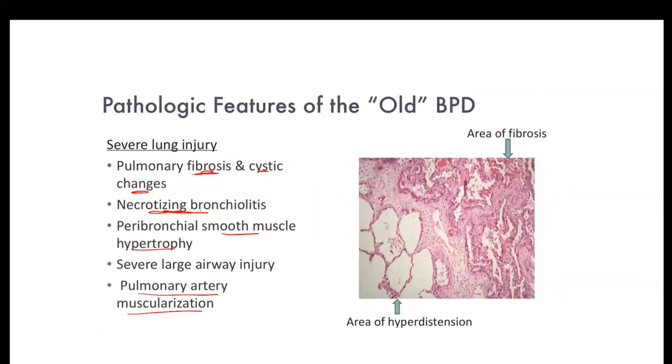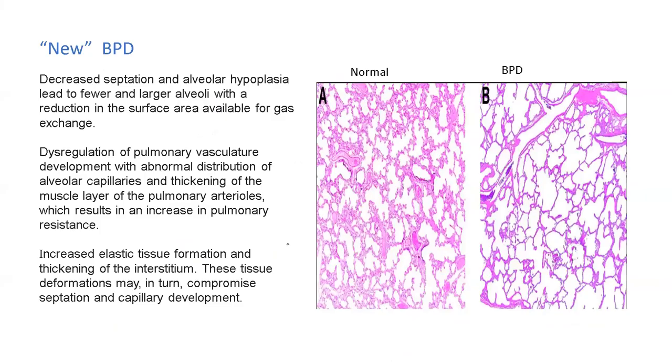Versus the new BPD, or bronchopulmonary dysplasia. You will see decreased septation. Those septations are fewer and thinner, whereas in normal lung you can see septation is multiple. You can see wider, fewer septations because development is arrested. So you have fewer septations and alveolar hypoplasia, fewer but larger alveoli. There is dysregulation of pulmonary vasculature development, disruption of the alveolar capillaries, increased elastic tissue formation, which is very important, and thickening of the interstitium as well.